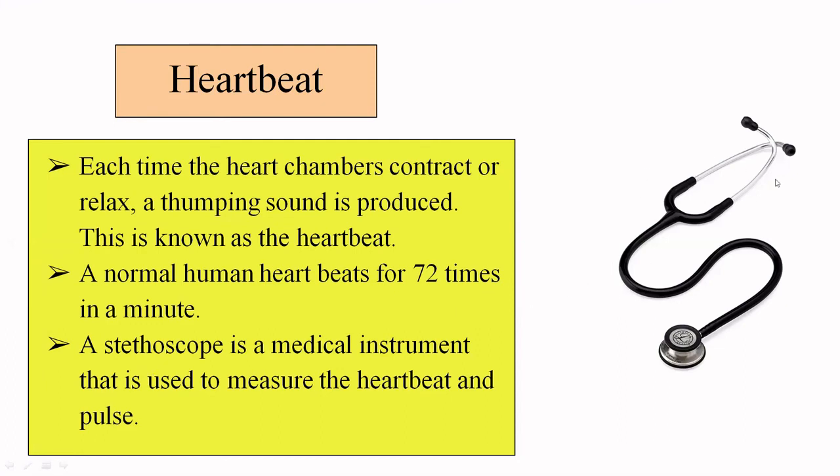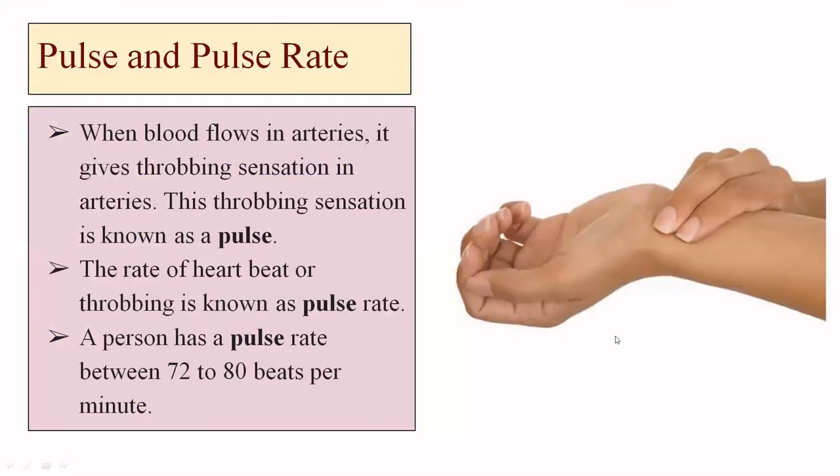The medical instrument which is used to measure this heartbeat is known as a stethoscope. So this stethoscope is used to measure heartbeat as well as pulse. So what is pulse? Pulse and pulse rate. Pulse is the throbbing sensation which we can feel in the arteries when blood is flowing in the arteries, and we can easily feel this in our wrist. The rate of heartbeat or throbbing is known as pulse rate. A person has a pulse rate between 72 to 80 beats per minute.